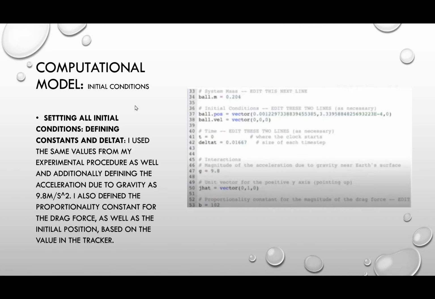Now, in the computational model, first we have our initial conditions. So, I used the same values from my experimental procedures as well, and additionally defined the acceleration due to gravity as 9.8 meters per second per second. I also defined the proportionality constant for the drag force as well as the initial position based on the value in Tracker.